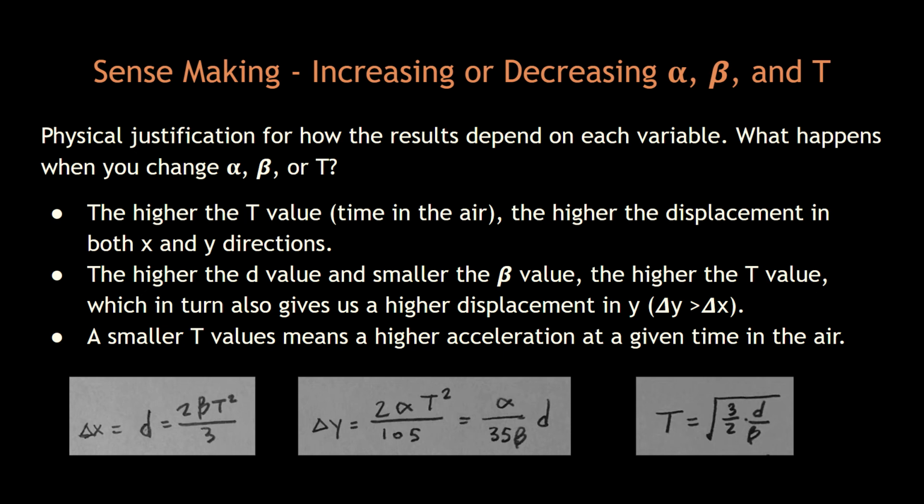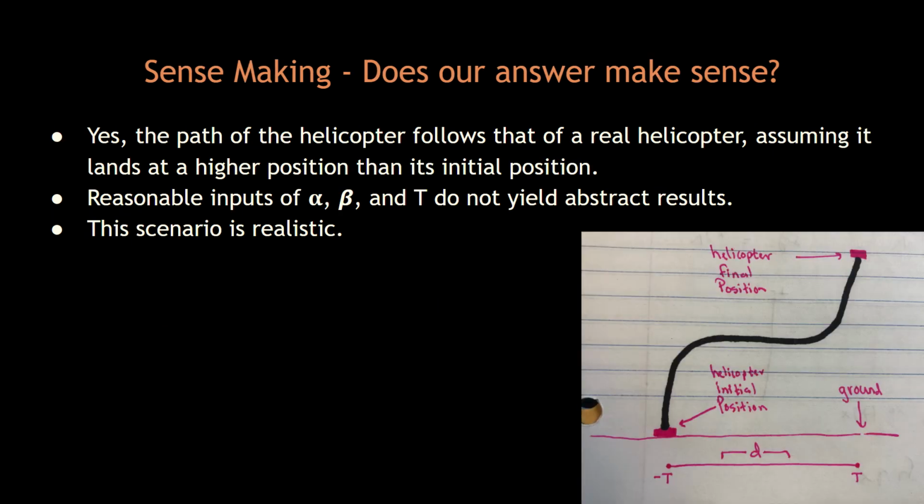Assuming our helicopter lands at a higher y position than its initial, does our answer make sense? Yes, the path of the helicopter follows that of a real helicopter. When visualizing the problem, we expected for our helicopter to begin its course at time -big T and land at big T. Our x acceleration is decelerating towards our final distance, and our velocity graphs model the helicopter's gradual inclines, at times traveling at a relatively constant speed, as well as the inclines and declines towards our helicopter's eventual landing.